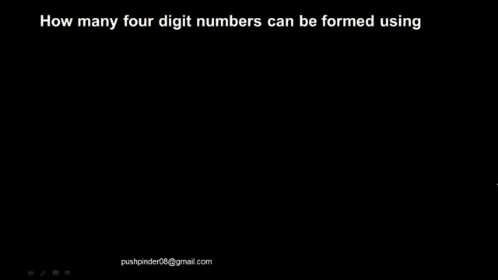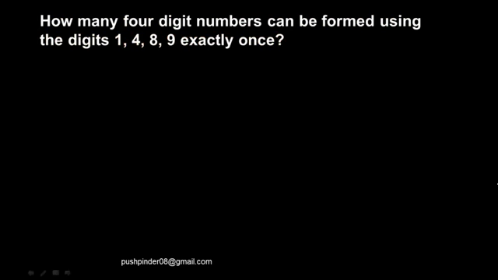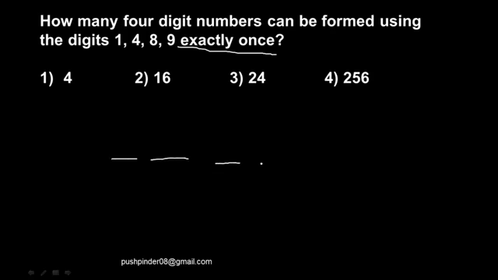Okay, so how many 4-digit numbers can be formed using the digits exactly once? Now this is a different question. Exactly once means you cannot use them more than one time. So you're forming a 4-digit number, that means 4 slots. Once one of them is used, you can't use that one more time, and that means your answer is nothing but 4 factorial. Easy question, pretty simple stuff. Let's move forward.